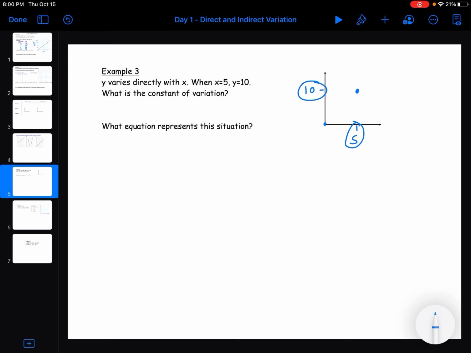So our constant of variation is our difference in our y over our difference in our x, which in this case is just 10 over 5, which is equal to 2. We'll say constant of variation. Okay, we're going to change the words of that in our next note. What equation represents this situation then? Well, this is going to be y is equal to 2x. It changes by 2 each x.